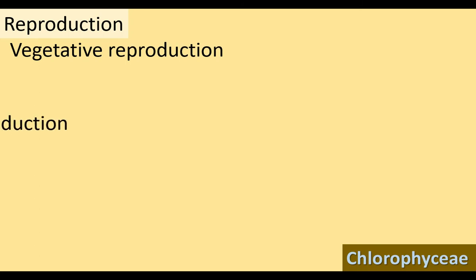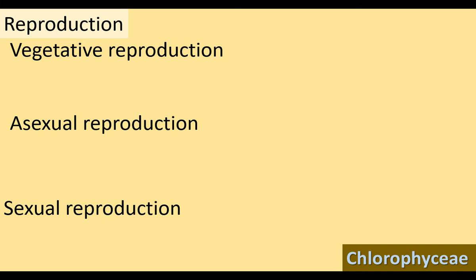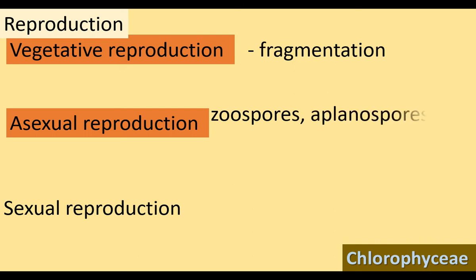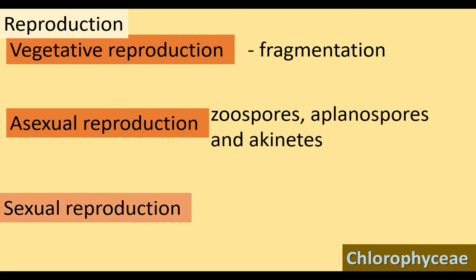Vegetative reproduction, asexual reproduction, and sexual reproduction are the three types of reproduction found in Chlorophyceae. Vegetative reproduction takes place by fragmentation. Asexual reproduction involves spore formation. Zoospores, aplanospores, and akinetes are produced. Zoospores are motile spores, aplanospores are non-motile spores which are thin-walled, and akinetes are thick-walled spores.